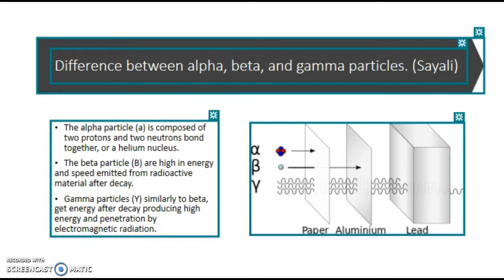Difference between alpha, beta, and gamma particles. The alpha particle is composed of 2 protons and 2 neutrons bonded together, or a helium nucleus. The beta particles are high in energy and speed, emitted from radioactive material after decay. Gamma particles, similar to beta, get energy after decay, producing high energy and penetration by electromagnetic radiation.